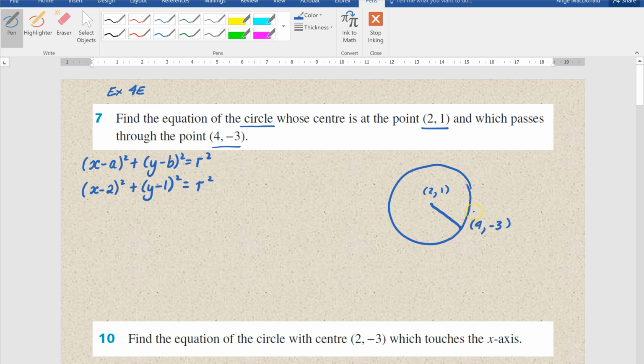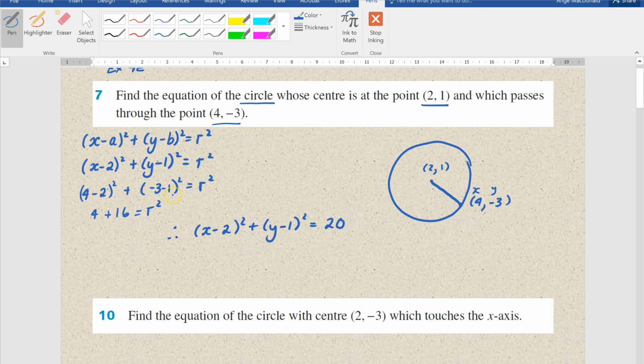Okay, what I prefer to do is, because this point is on the circle, it means that we can substitute it into our equation. That's x, that's y, which means when I substitute it in here, that will give me the r² that I desire. So this becomes (4 − 2)² + (−3 − 1)² = r². So what's that? 4 plus 16 equals r², which is 20. So therefore the equation is (x − 2)² + (y − 1)² = 20. Done and dusted. Okay, so centre (2, 1), radius root 20.